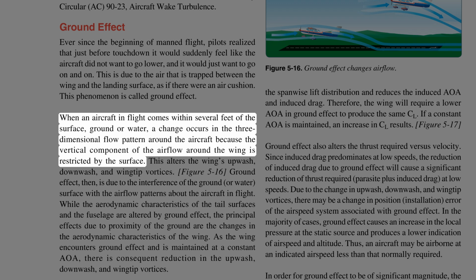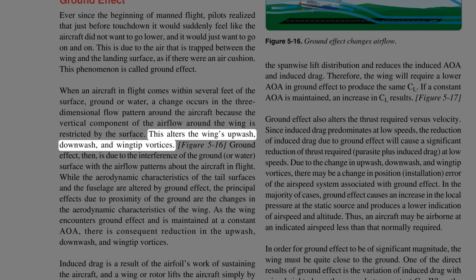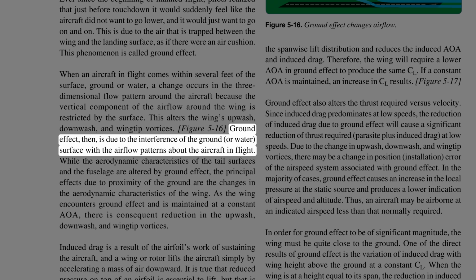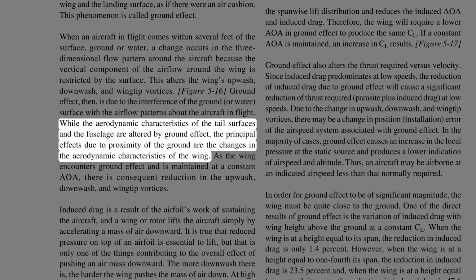When an aircraft in flight comes within several feet of the surface, ground or water, a change occurs in the three-dimensional flow pattern around the aircraft because the vertical component of the airflow around the wing is restricted by the surface. This alters the wing's upwash, downwash, and wingtip vortices. Ground effect, then, is due to the interference of the ground, or water, surface with the airflow patterns about the aircraft in flight. While the aerodynamic characteristics of the tail surfaces and the fuselage are altered by ground effect, the principal effects due to proximity of the ground are the changes in the aerodynamic characteristics of the wing.